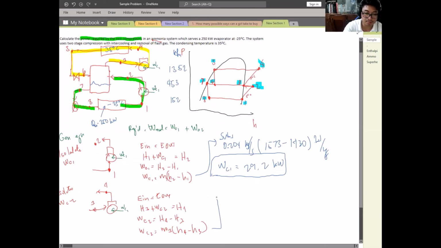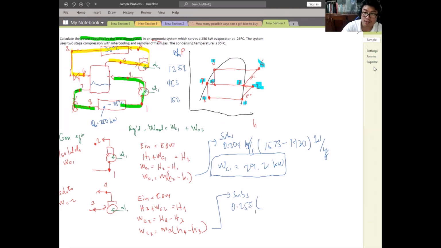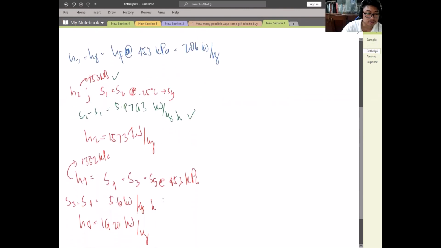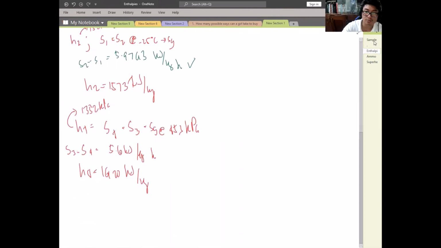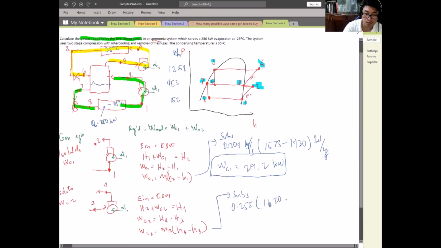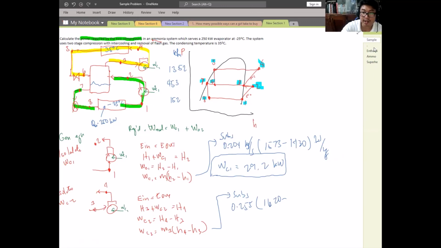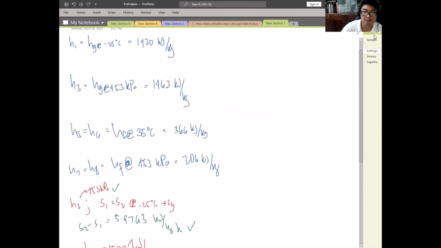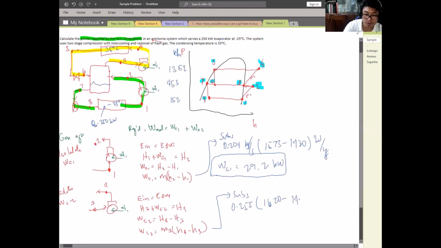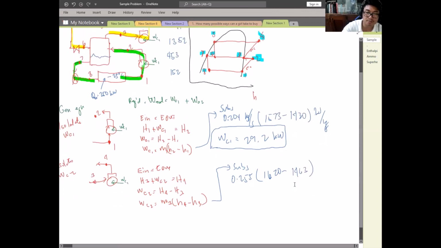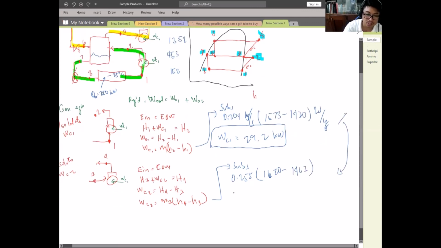Okay, so we can substitute this to get the work of the compressor 2. So M3 is 0.255. H4 is 1620, minus H3. H3 is 1463. Same units as above. So it will be kilowatts. Work of compressor 2 will be 40.0 kilowatts.